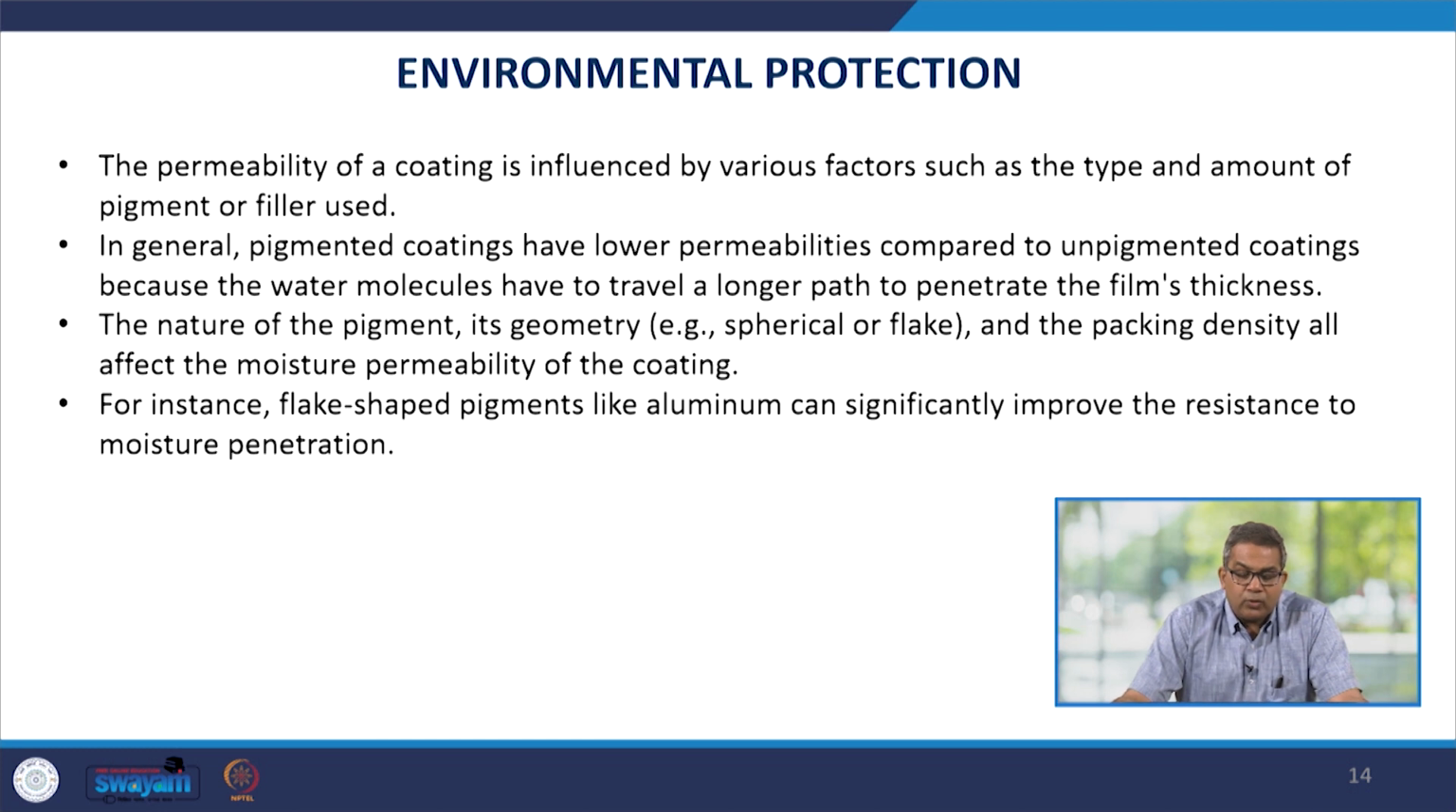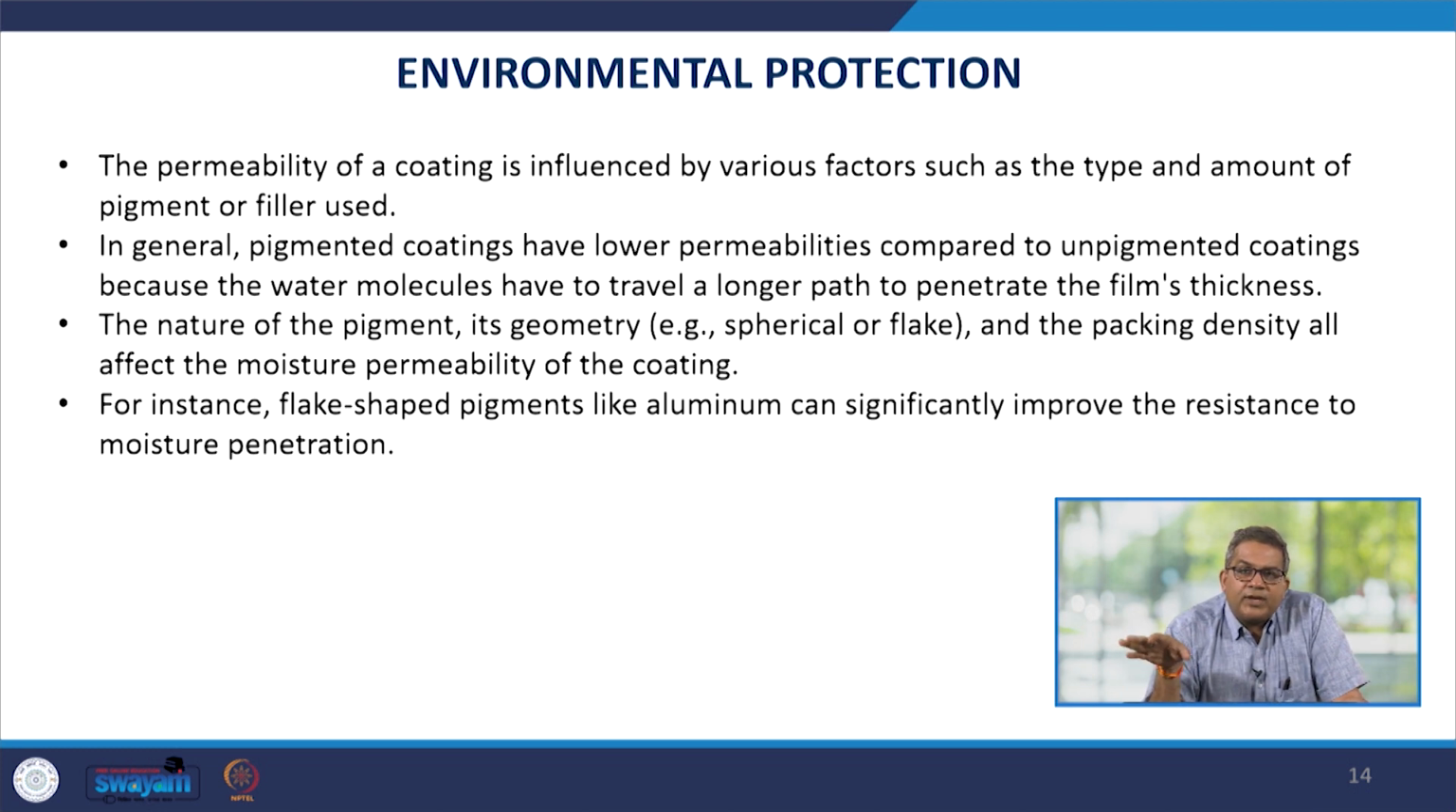The permeability of a coating is influenced by various factors, and the type and amount of the pigment or filler used. In general, pigmented coatings have lower permeabilities compared to unpigmented coatings, because the water molecules have to travel a longer path to penetrate the film thickness. The nature of the pigment also plays a very vital role. Apart from this, its geometry, that is whether it is spherical or flat, and the packing density, all affect the moisture permeability of the coating.